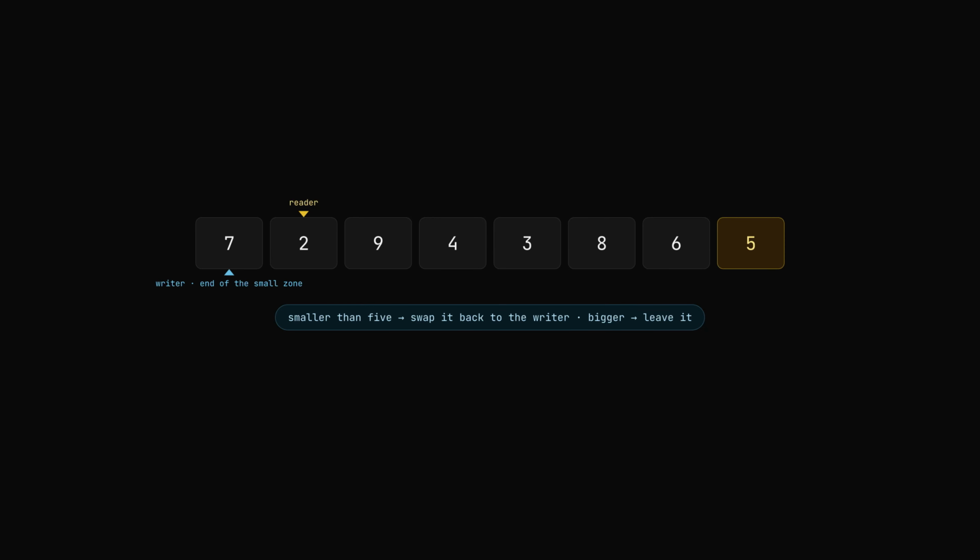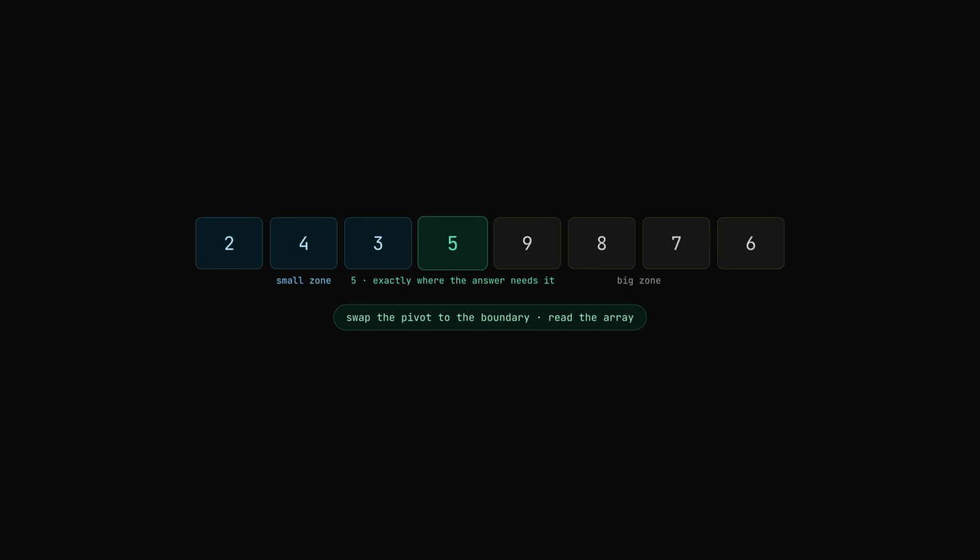The reader finds the 2. Smaller than 5? Swap it back to the writer. The 9? Bigger. Leave it. The 4? Swapped back. The 3? Swapped back. Reader's done. Swap the pivot to the boundary and read the array. 2, 4, 3, 5, 9, 8, 7, 6. 5 is exactly where the final answer needs it. 1 pass, order n in place.